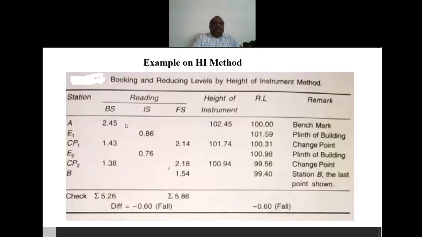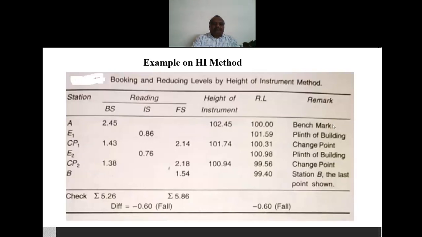So while doing the survey, the staff is kept on the benchmark or known RL location of the point. So the first reading should always be backsight. So how to calculate height of instrument? Height of instrument is equal to known RL of the station plus backsight. You will get the height of instrument value.